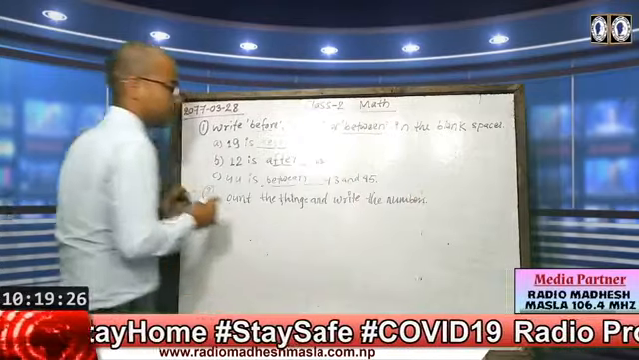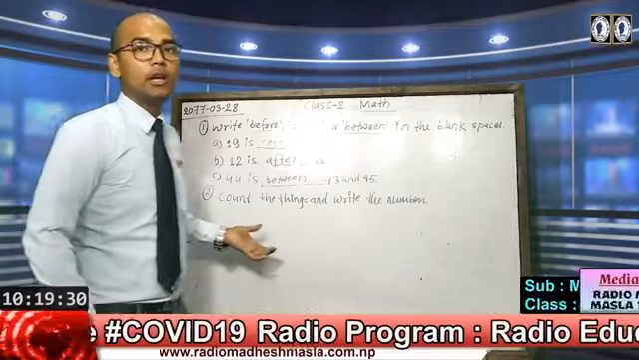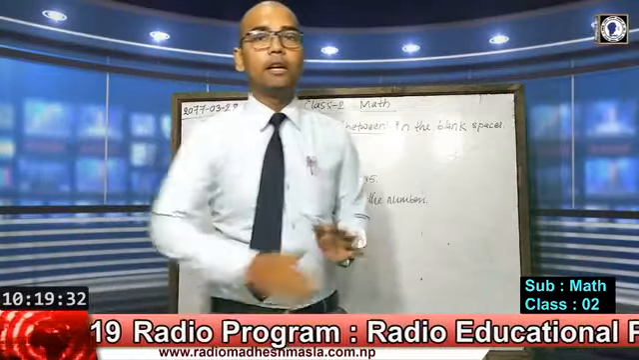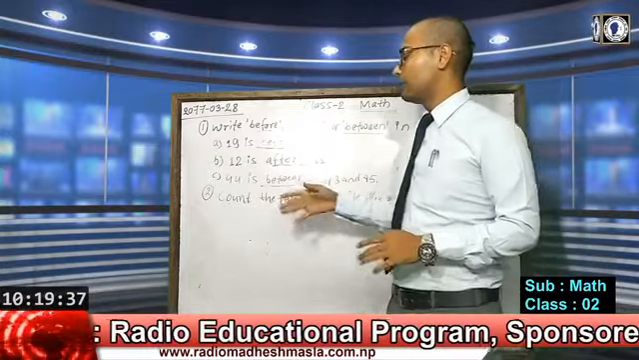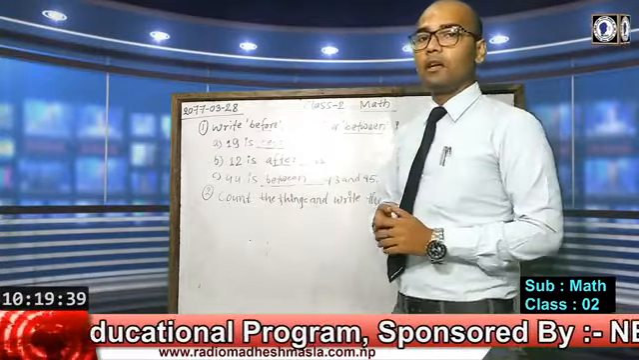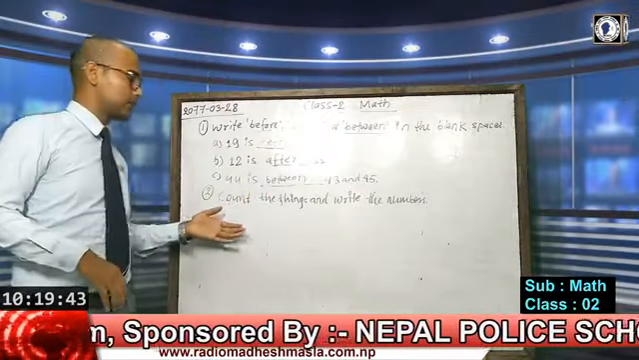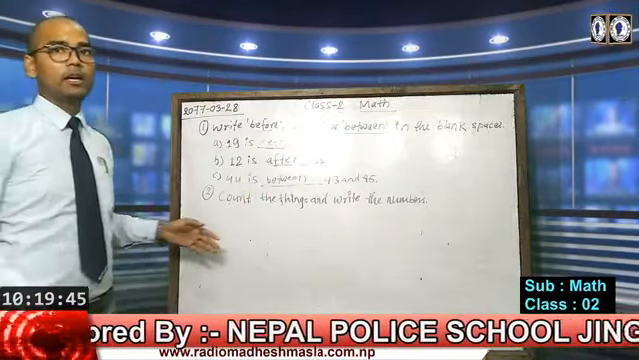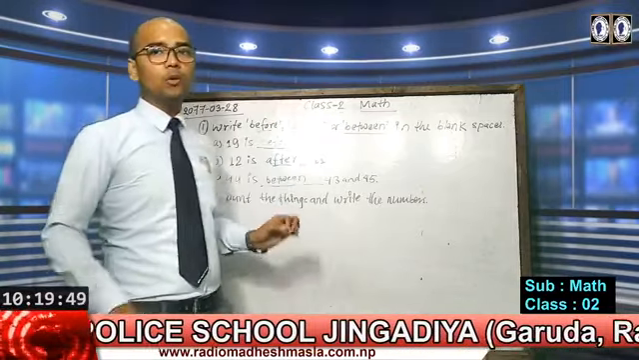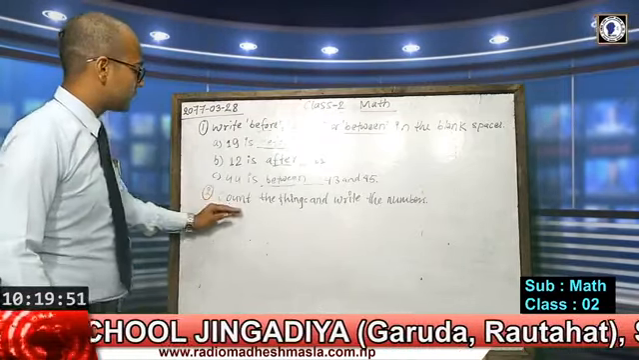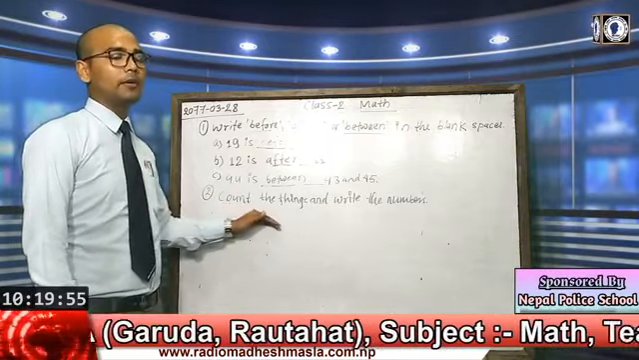Yes, count the things and write the numbers. So students, for this type of question, you are given some figures, some objects, some diagrams to count. Suppose there are some figures of flowers, rectangles, triangles, and you have to count them. You first have to count how many figures of the same category are given there.